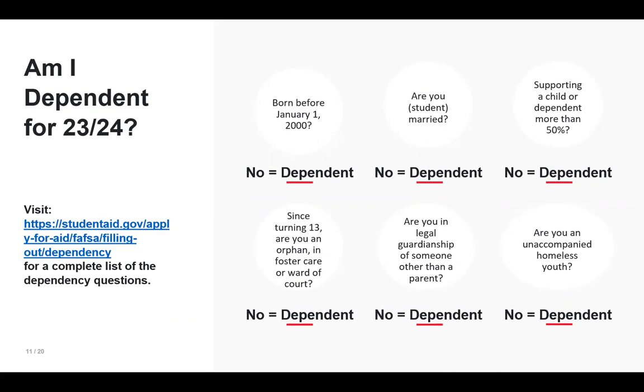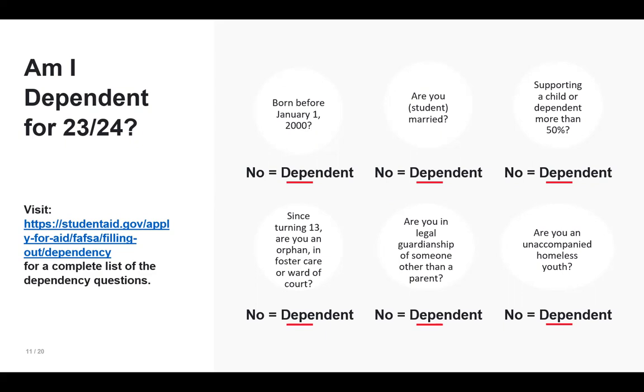On this slide, I'm highlighting the 6 most common ways in which a student can be independent and not need to include parental information. You will notice this slide doesn't ask whether or not the student is living on their own or self-supporting. Typically, students are considered dependent and need to include parental information until they are 24 years old, married, or are supporting a dependent more than 50%.